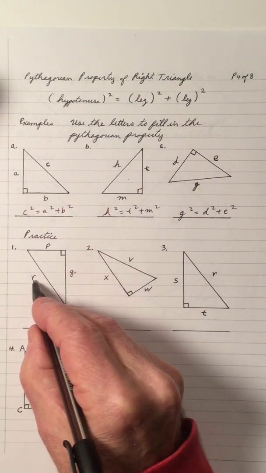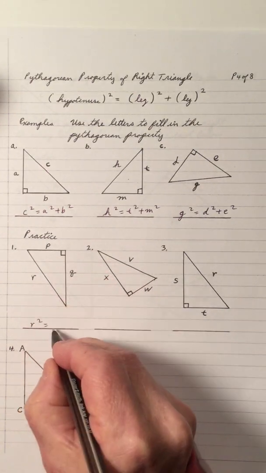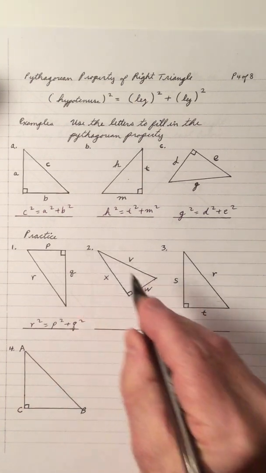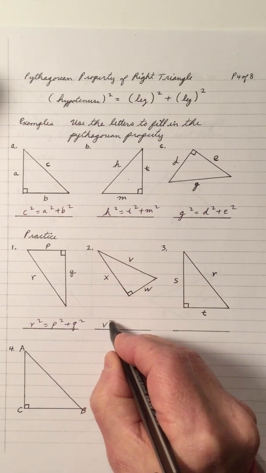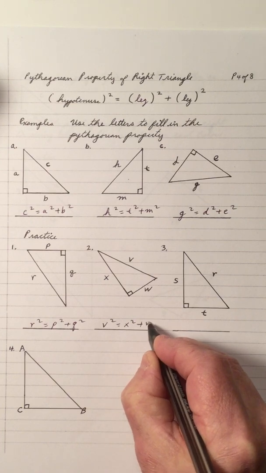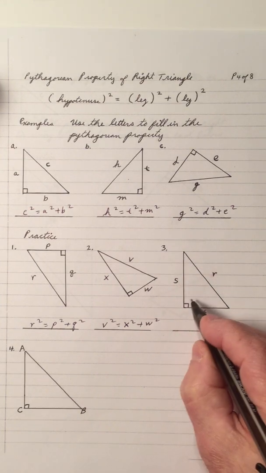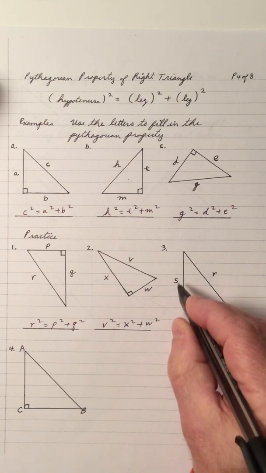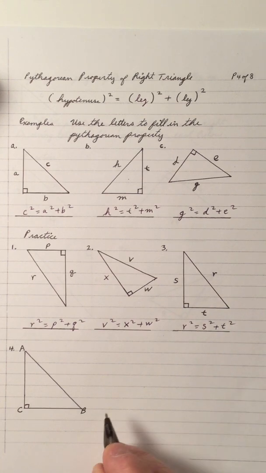The hypotenuse is opposite the right angle, so R is the hypotenuse. And the legs are P and Q, so it's P squared plus Q squared. Second one, the right angle, opposite that is the hypotenuse V. V squared is the legs, X squared plus W squared. Third one, the hypotenuse is R because it's opposite the right angle, so R squared is equal to the two legs, S squared and T squared.